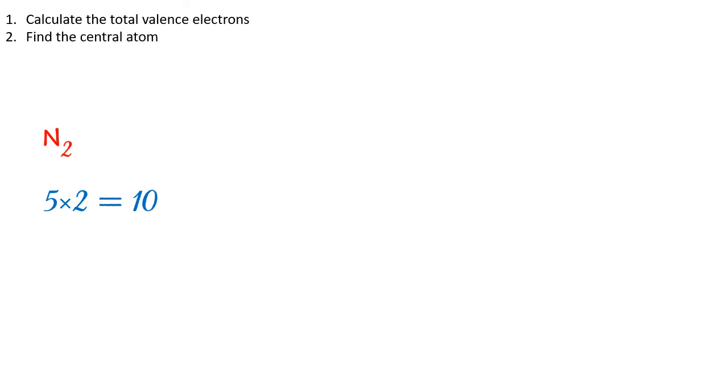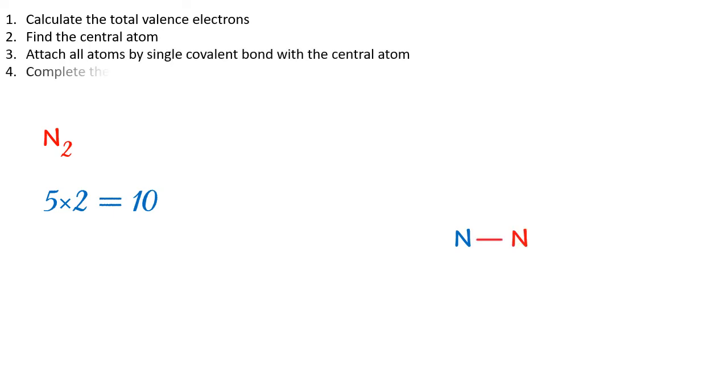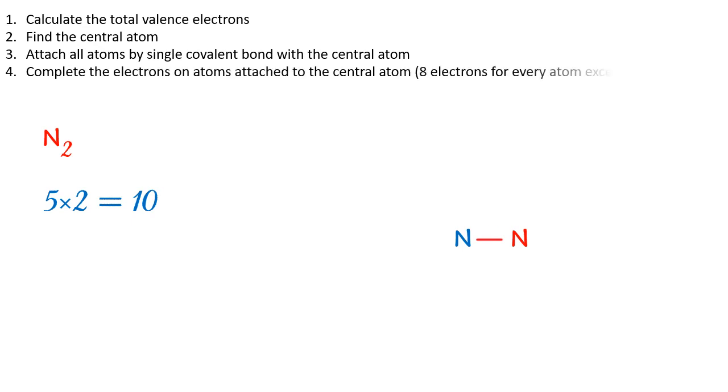Okay friends, as both atoms are the same, we can consider one atom as the central atom. Okay, so we represent it with blue ink so we can differentiate. Okay, attach the other atom to the central atom by using a single covalent bond. Okay, what is step number 4? Complete the electrons on atoms attached to the central atom.